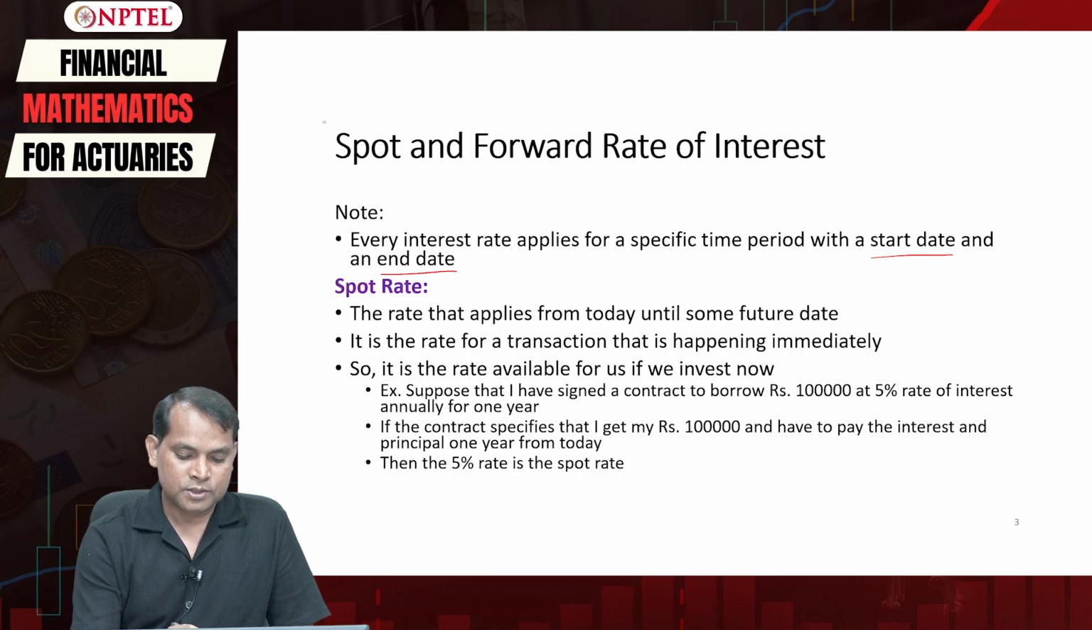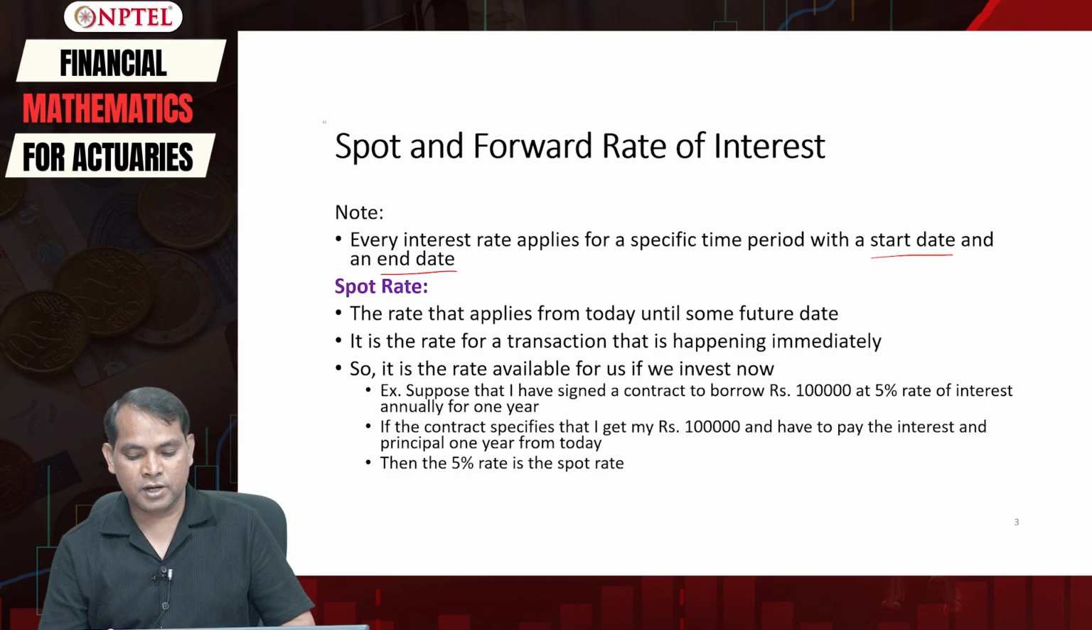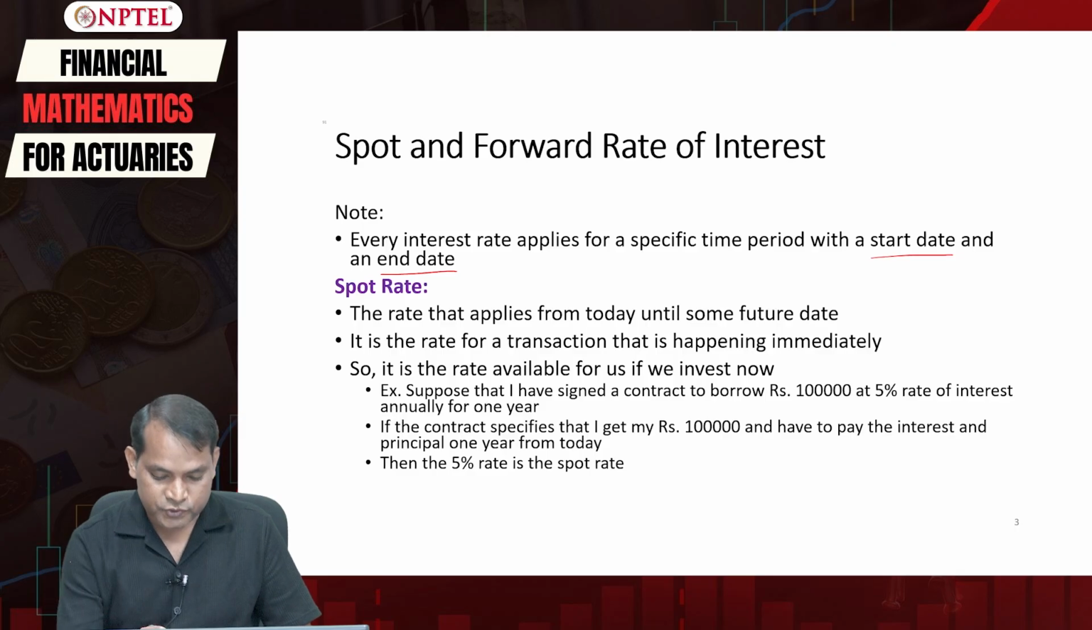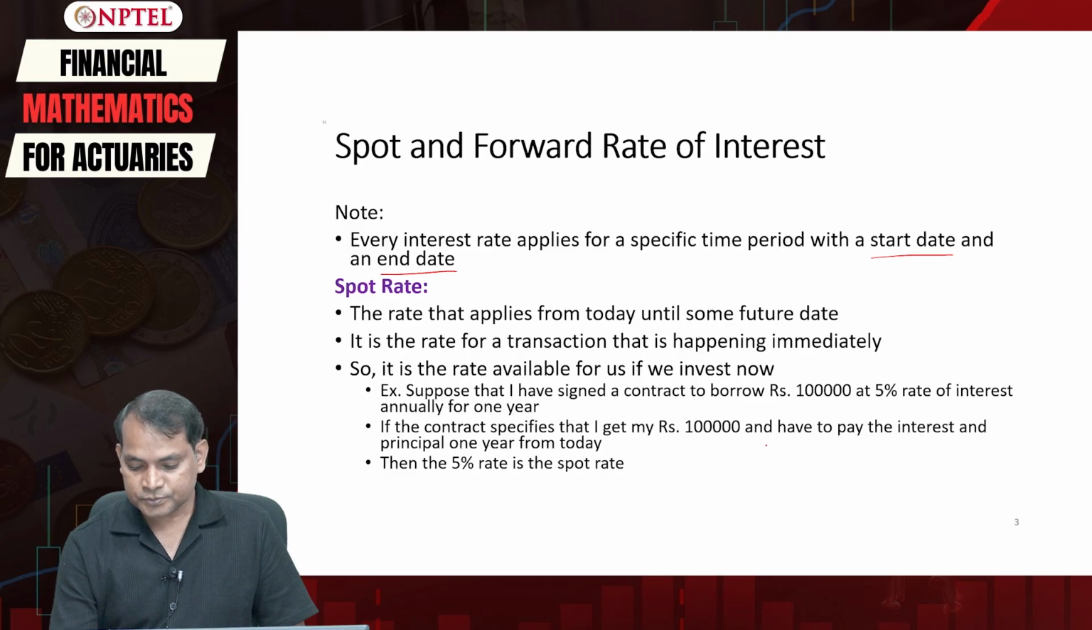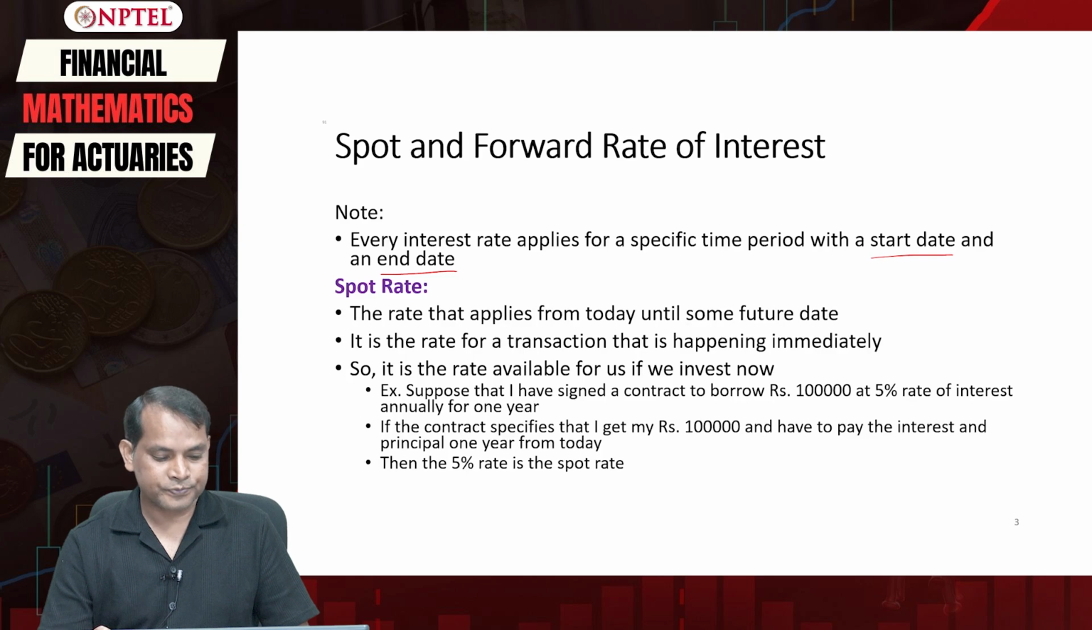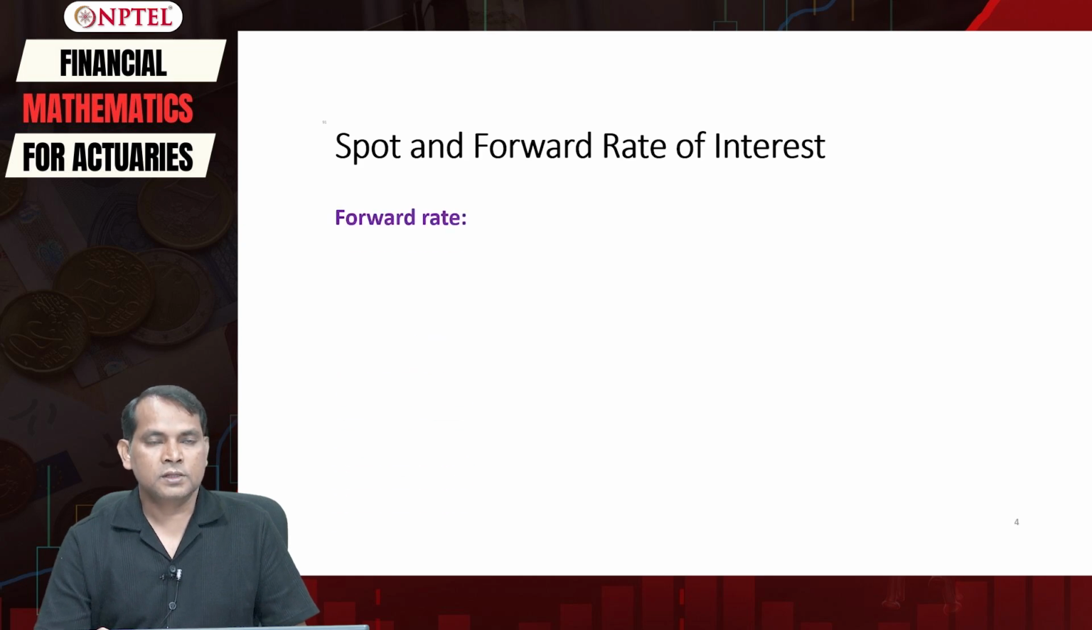For example, suppose that I have signed a contract to borrow 1 lakh rupees at a 5% rate of interest annually for 1 year. If the contract specifies that I get my 1 lakh rupees and have to pay the interest and principal 1 year from today, then this 5% is basically a spot rate. So what is the forward rate then?